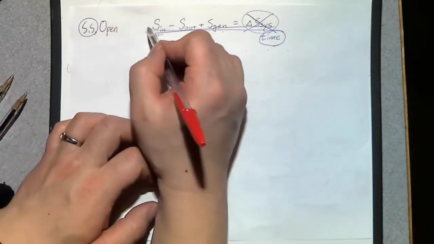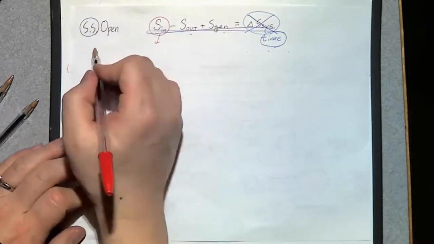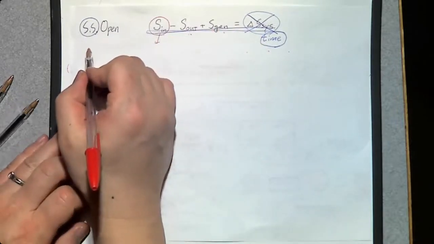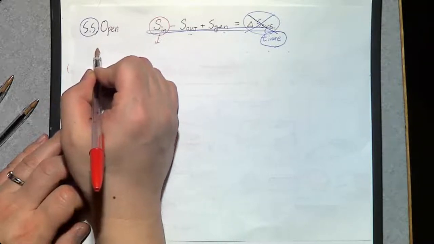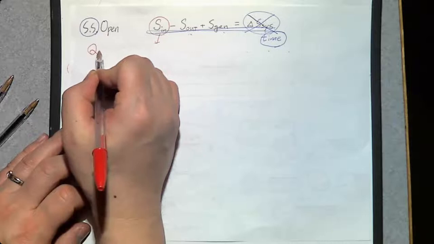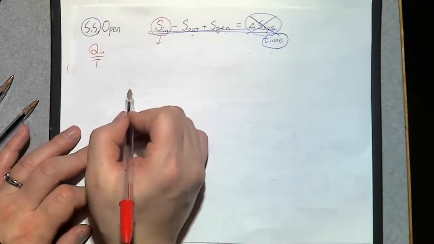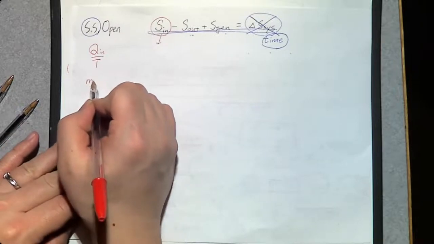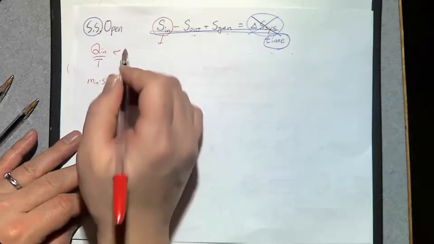So how can we evaluate entropy transfer in? There is no entropy transfer by work. So it's going to be either entropy transfer by heat, which is Q in divided by temperature, or entropy transfer by mass, M in times S in. So it's going to be either this one or this one.